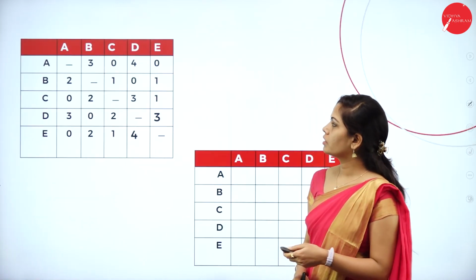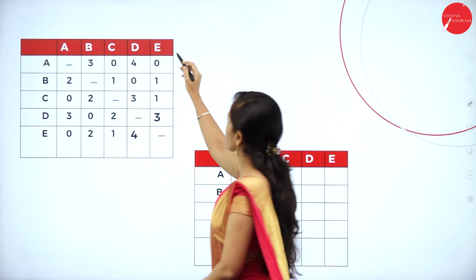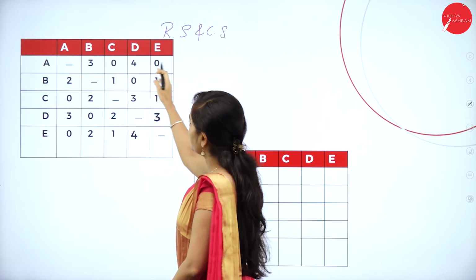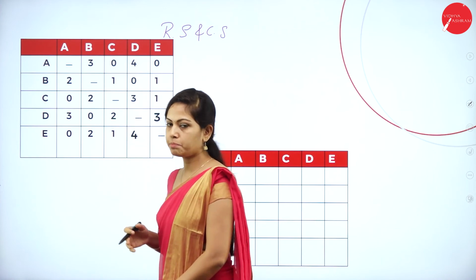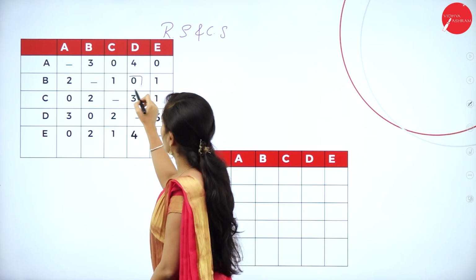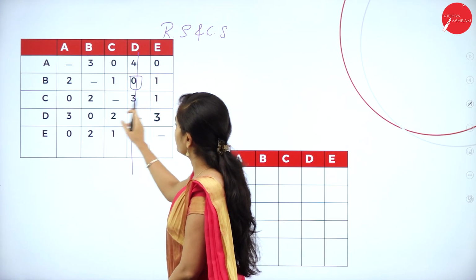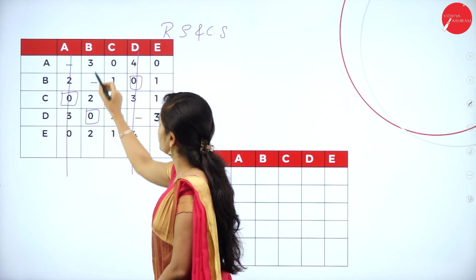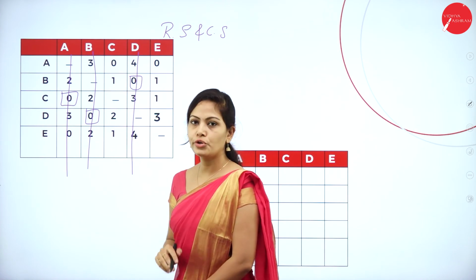So now we can go for row scanning and column scanning. In the first row, I have 2 zeros. You just skip that row. In the second row, I have 1 zero. Put a vertical line. In the third row, 1 zero. In the fourth row, 1 zero. And in the fifth row, no zeros.